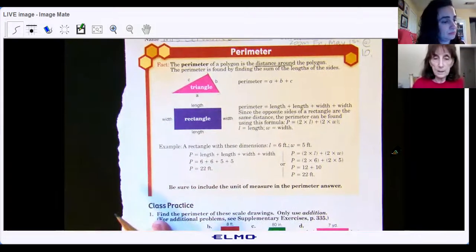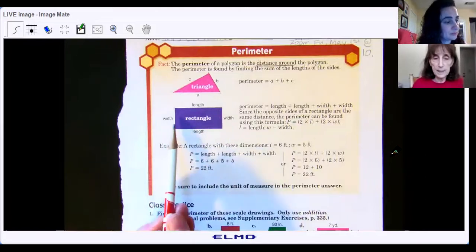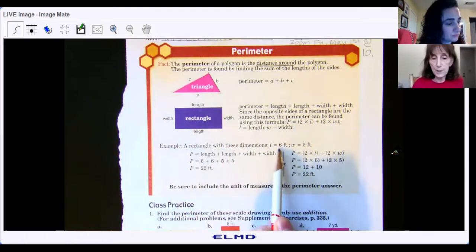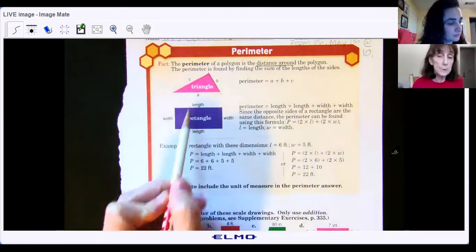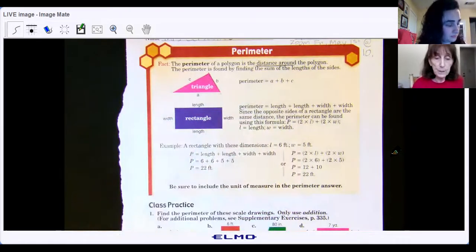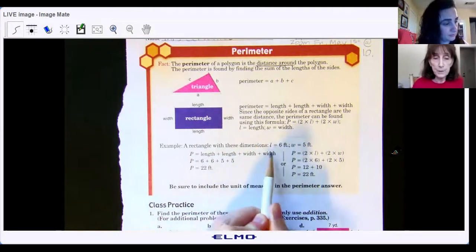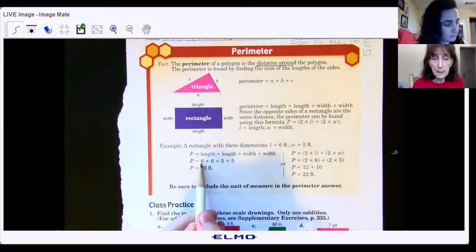Okay, and there's the rectangle. So let's look at the example. A rectangle with the dimensions: length is 6 feet and the width is 5 feet. You're going to have to put your steps down. Perimeter equals length plus the length plus the width plus the width. So 2 lengths, plus the width plus the other width, okay?